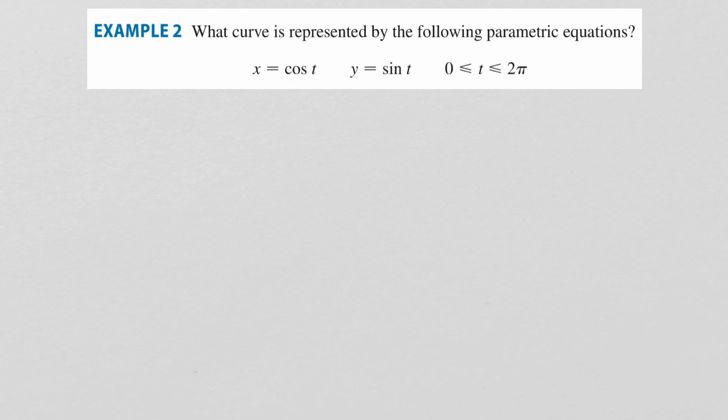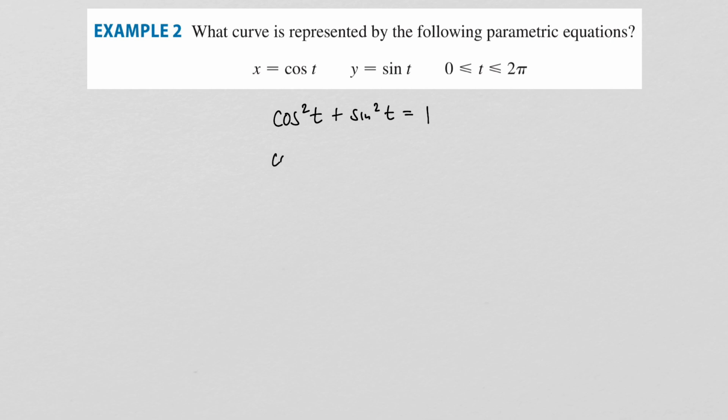So for our second example, we ask what curve is represented by the following parametric equations: x equals cosine of t, y equals sine of t, where t is between 0 and 2 pi. Now again, we could make a table of values for t, x, and y, but let's remember from trigonometry that cosine squared of t plus sine squared of t is always equal to 1.